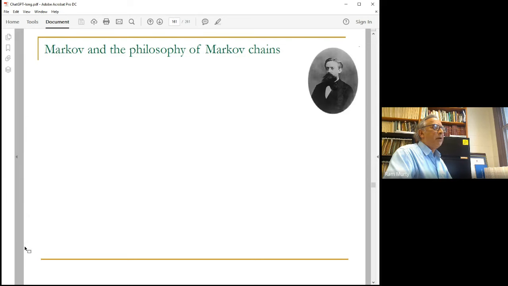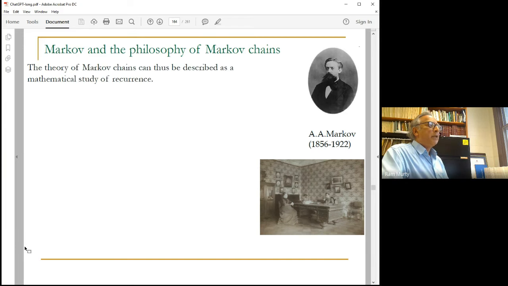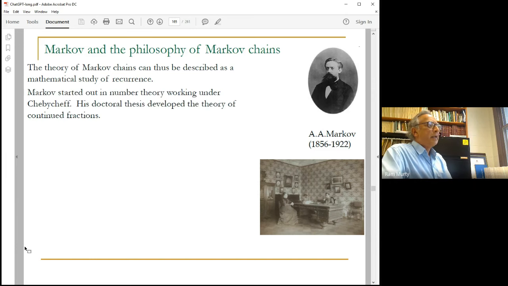Here's a picture of Markov, a very remarkable mathematician. All this work was done over 100 years ago. Amazing, isn't it? Markov died in 1922. Now we're at 2023, and all of a sudden, ChatGPT is using these Markovian models. So here's a picture of Markov with his wife sitting at the desk. The theory of Markov chains can thus be described as a mathematical study of recurrence.